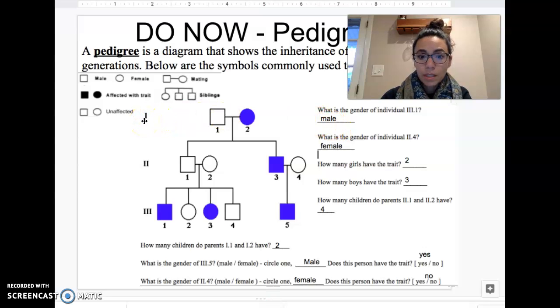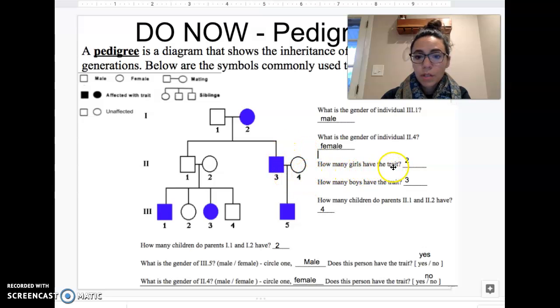What is the gender of individual 3.1? The 3 refers to the generation, so that would be this number here. So generation 3, person 1, that's this person here. Since it's a square, this person's a male. What's the gender of individual 2.4? Generation 2, number 4, that's a female because it's a circle.